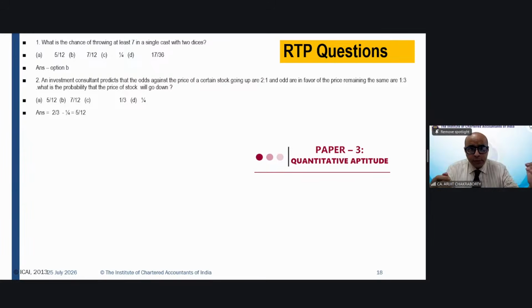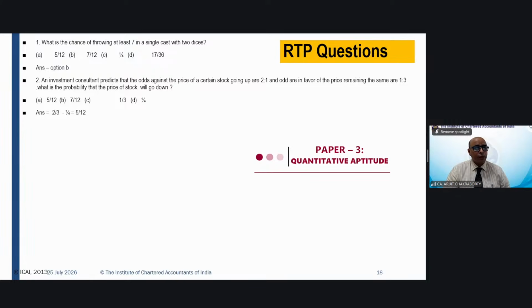The probability that the price of the stock will not go up is satisfied under only two conditions: if the price remains the same, or if the price comes down. So there are two possible favorable outcomes. Either the price of the stock remains the same or the price of the stock declines. These two outcomes will be favorable for the event.